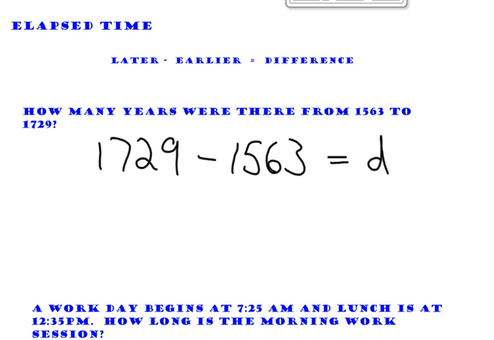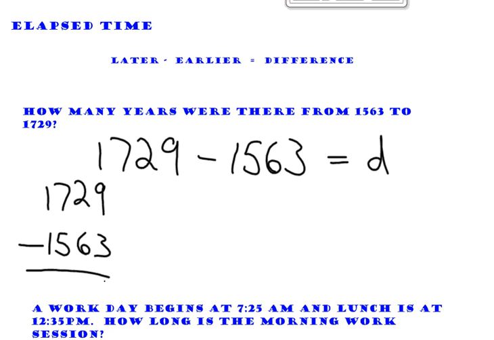All right, and we can rewrite this so it's easy to solve. So it's 1729 minus 1563. 9 minus 3 is 6. 2 minus 6 can't be done, so we're going to borrow from the 7. That's going to become a 6. This is going to become a 12. 12 minus 6 is also 6. And then 6 minus 5 is 1, and 1 minus 1 is 0. And so this is going to equal D. So our difference is going to be 166 years.